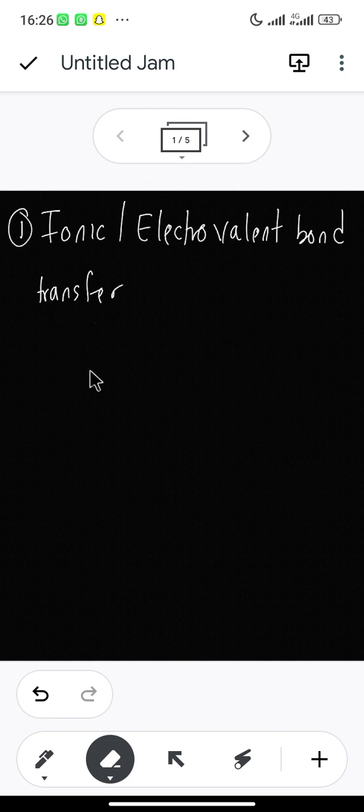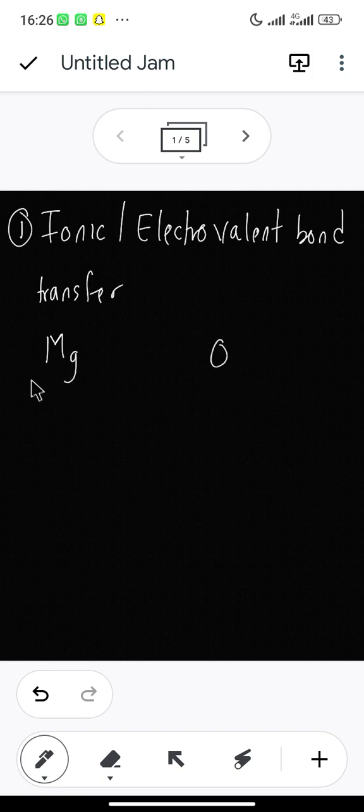So now let's look at another example similar to the first. Let's look at magnesium and oxygen. We have magnesium, we have oxygen. Magnesium has an atomic number of 12. Oxygen has an atomic number of 8. So for magnesium, the first shell is going to have 2. The second shell is going to have 8. 2 plus 8 gives 10. The third shell is going to have 2. Magnesium is a metal. Oxygen is a non-metal.